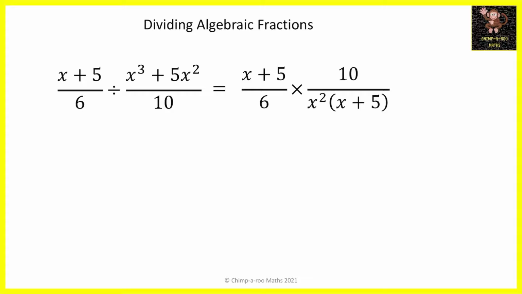We now have a common factor of x plus 5 on the top and bottom, and we have 10 and 6 which are both even, so we can divide them both by 2. That leaves us with 5 on the top and 3x squared on the denominator.